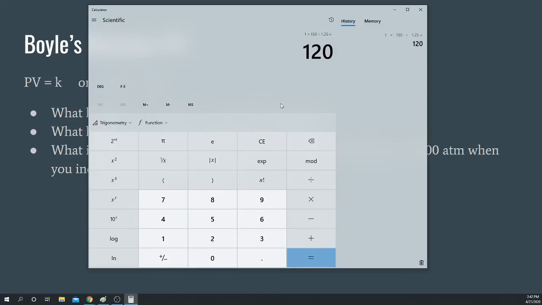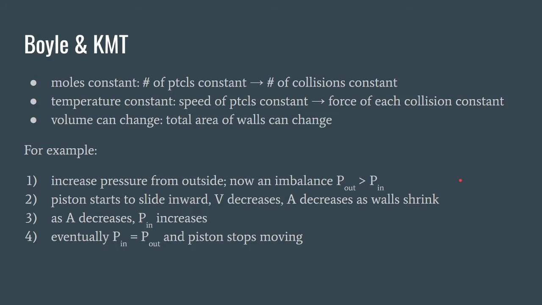$120. Okay. If you start at 1 atmosphere with a volume of 150 mils, you increase the pressure to 1.25 atmospheres, the volume will go down to 120 mils. Easy peasy, lemon squeezy. Nothing much to it. Okay. Now, in terms of kinetic molecular theory, how does this work?